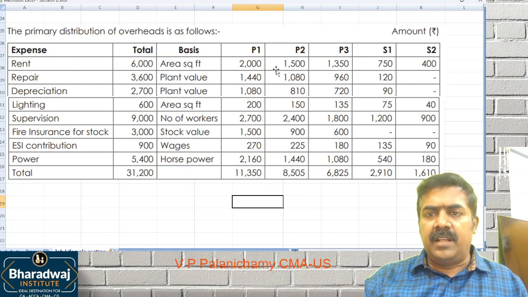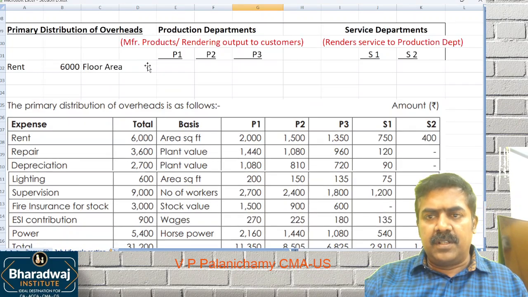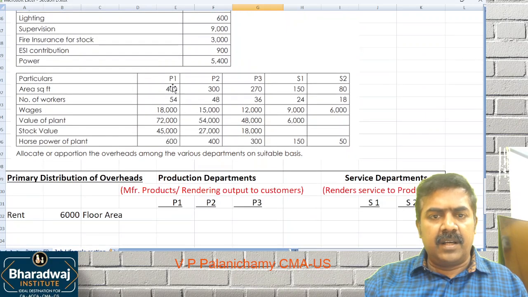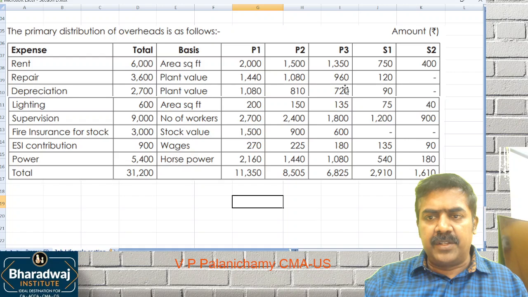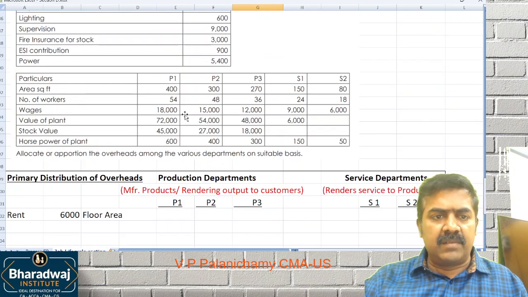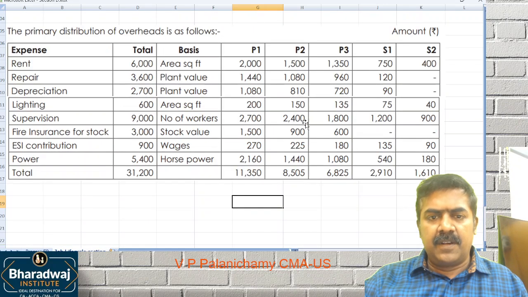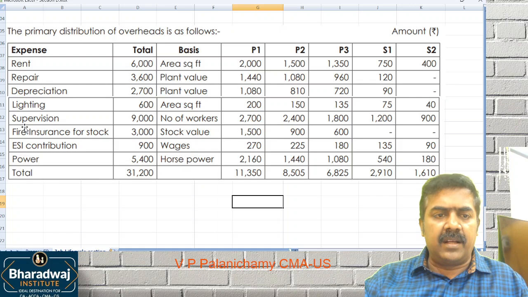Rent based on area, that 6,000 is allocated based on which one? Area. This 400 is to 300 is to 270 is to 150 is to 80. Repairs based on the value of plant. What is the value of plant? 72 is to 54 is to 48 is to 6, like that. Depreciation based on the same plant value. Lighting, since light points are not available, we allocate based on area.